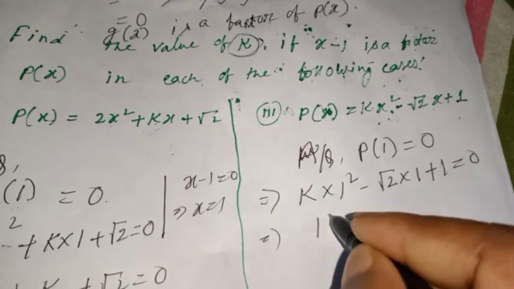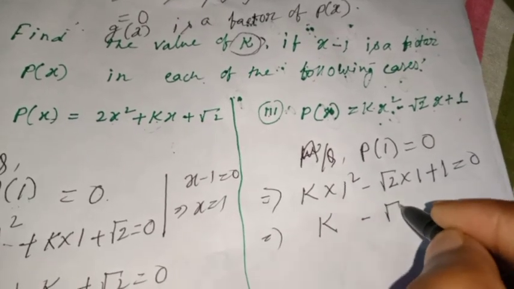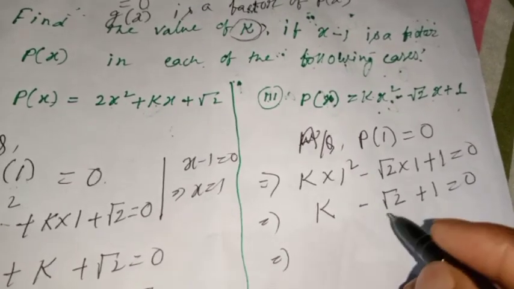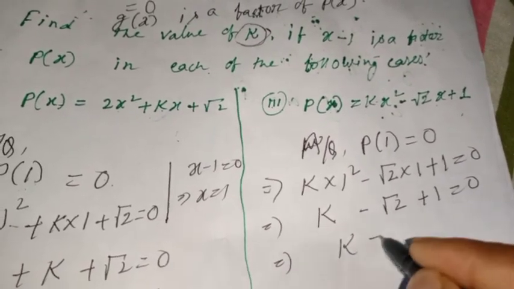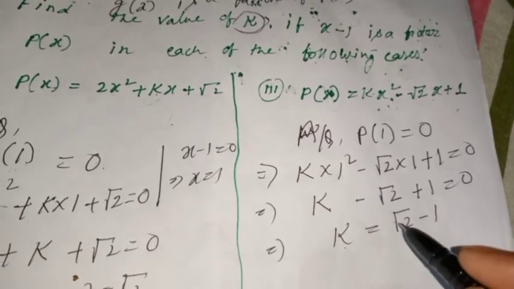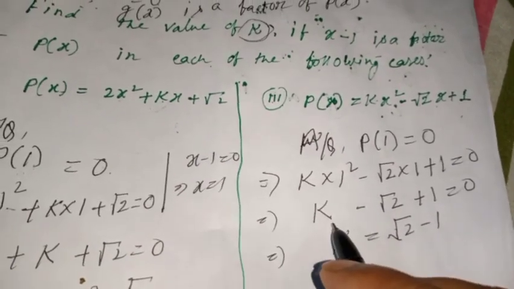1 square is 1, so k into 1 is k, root 2 into 1 is root 2, plus 1 is equal to 0. If you transfer this to the right hand side, then you will get plus root 2 minus 1. So here the value of k is root 2 minus 1. Clear? Like this you need to find out.